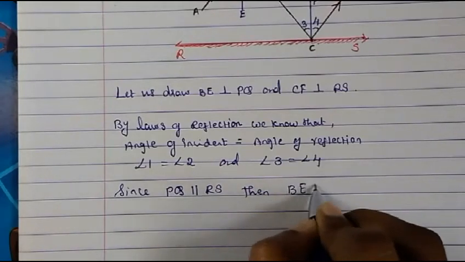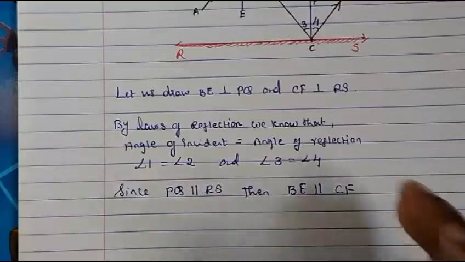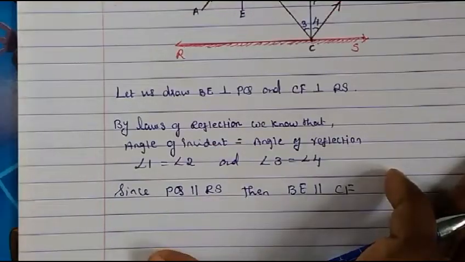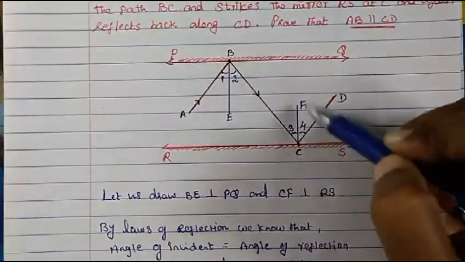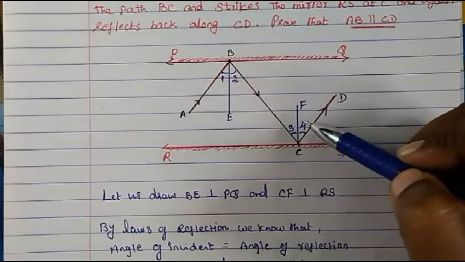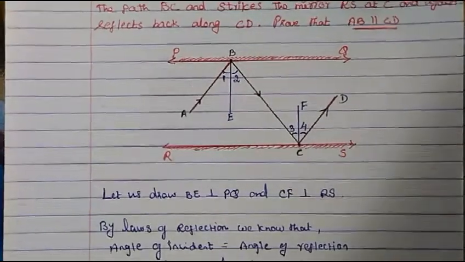Then BE also will be parallel to CF. Okay, so now with this, what we come to know: since PQ is parallel to RS, then BE also will be parallel to CF. So with that, what we come to know? I'll just rotate this for your sake.